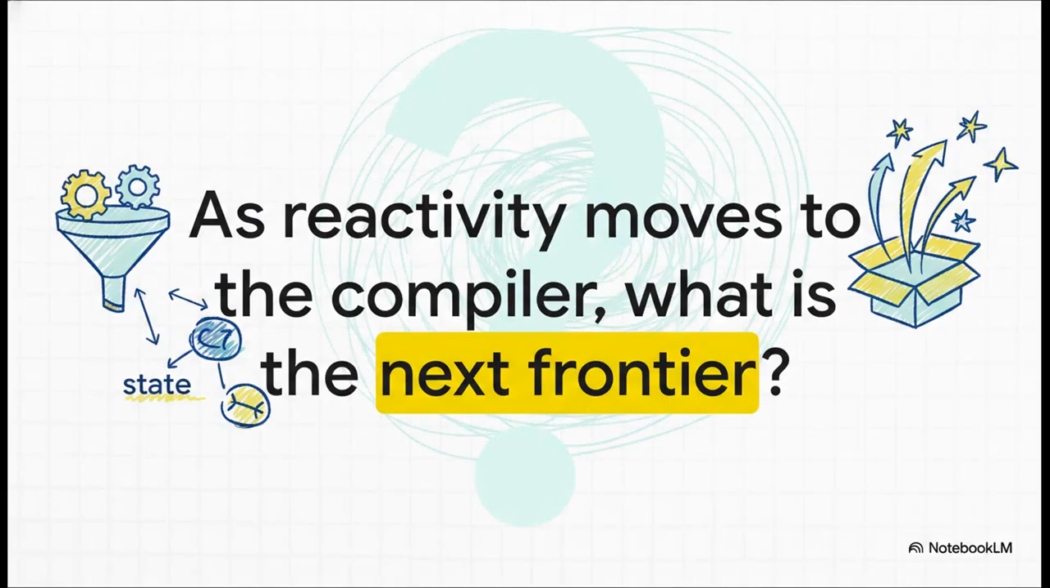And that leaves us with a pretty fascinating question to ponder. As reactivity gets more and more efficient, and as it moves deeper into the compiler itself, what's going to be the next frontier for state management? What's the next big problem we'll need to solve? It's really something to think about.